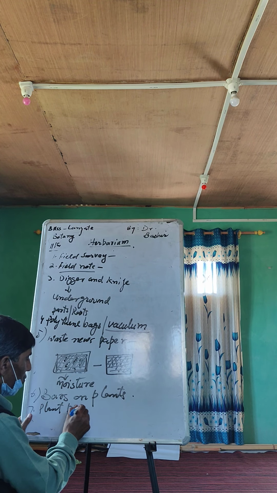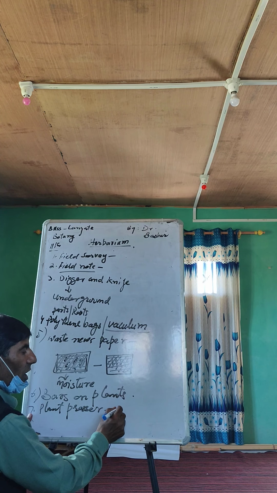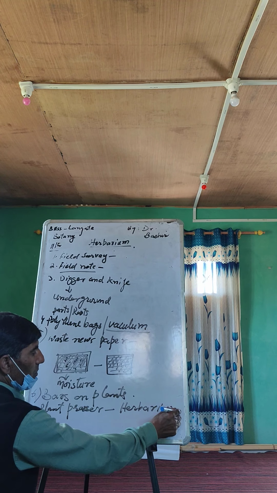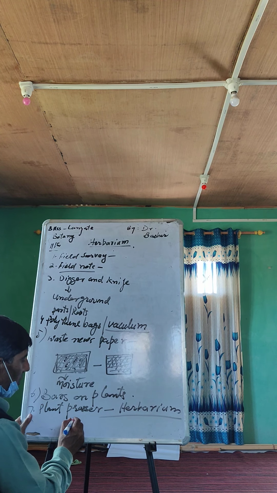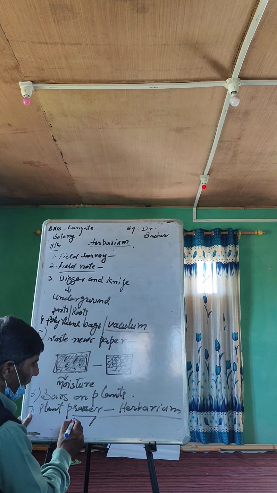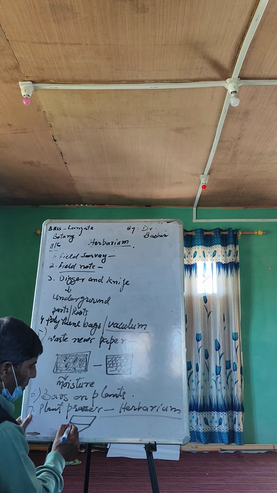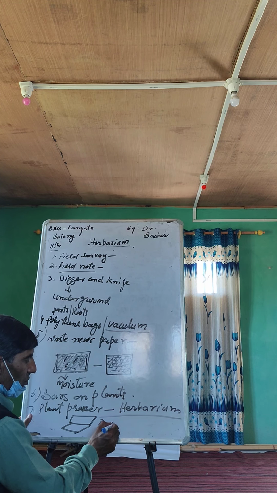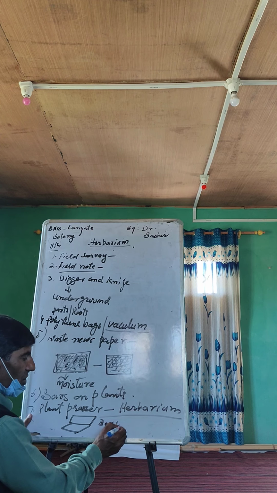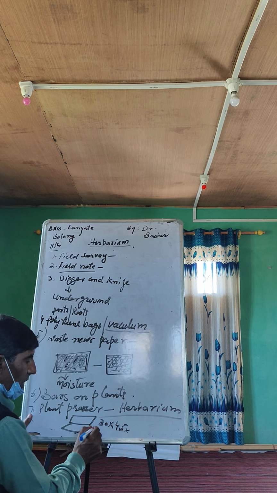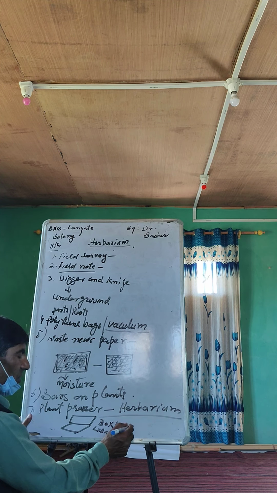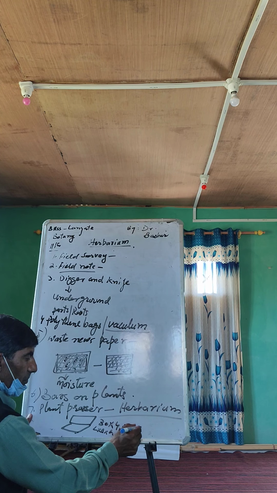This is an important tool present in herbarium rooms. It is the plant presser. A plant presser is a box, a box type, just like this box. This box has length 30 into breadth 45, and its height is 10 inches.